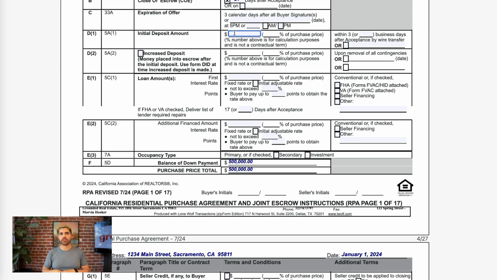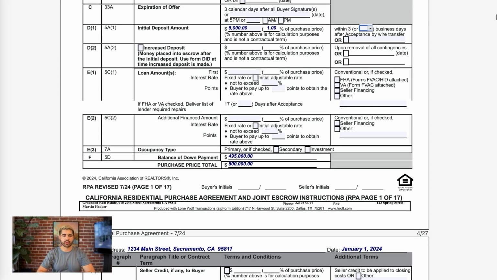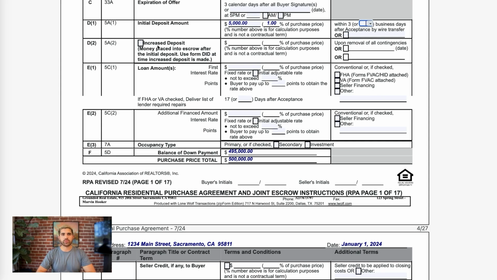Typically in California, we do around 1% of the purchase price, which in this case would be $5,000. That number can be different. Let's say you're really serious about this home and you want the sellers to know that. You can increase that deposit amount. That's one way to strengthen your offer outside of offering a higher price. If for any reason you wanted to do an increased deposit, maybe at a certain milestone of the deal to show that you're really serious, that is something that we could do.